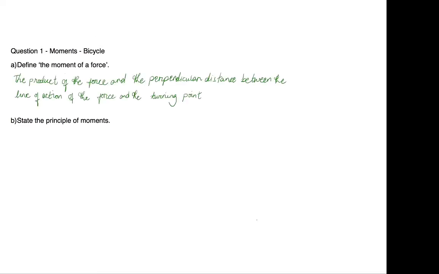So the moment of a force is defined as the product of the force and the perpendicular distance between the line of action of the force and the turning point. So you want to make sure you include that the distance is the perpendicular distance, okay? And the perpendicular distance between the line of action of the force, meaning where the force acts, and the turning point. If you want, you can top this off with the equation for moment, which is moment is equal to F times D. It won't hurt to add that.